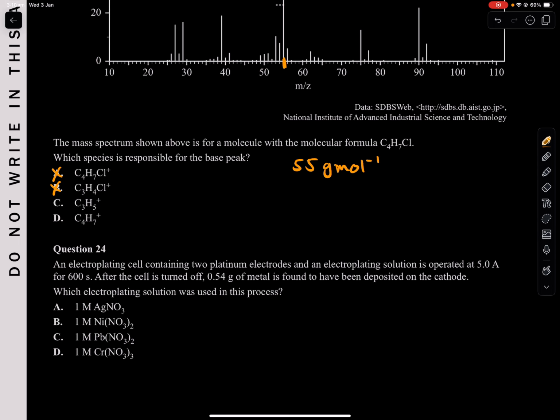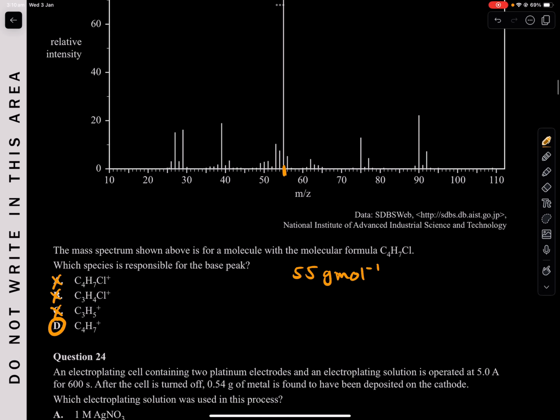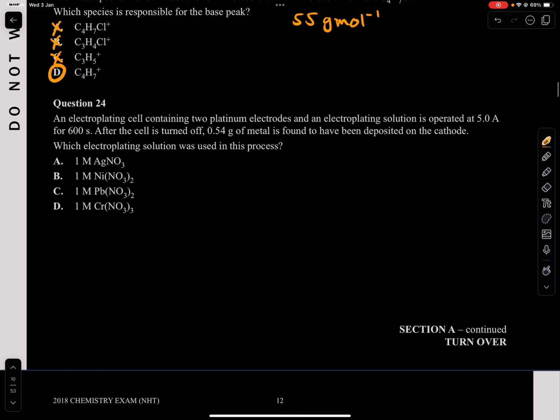Next one. 3 times 12 plus 5. That gives me 41, less than expected. So let's try D. I hope D is right. 4 times 12 plus 7. 55. Perfect. D is the answer. Nice and easy, actually.